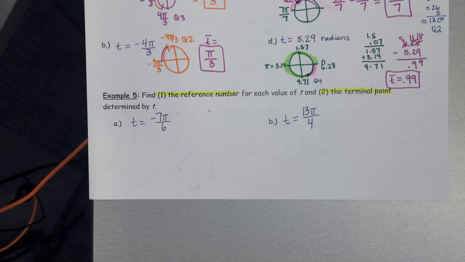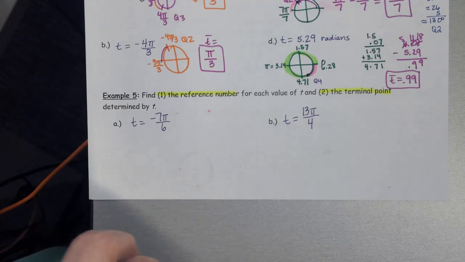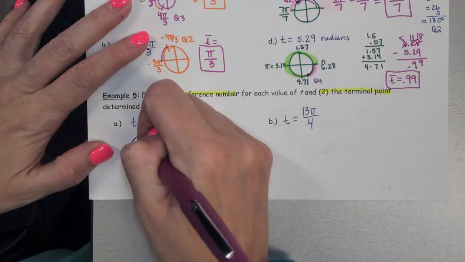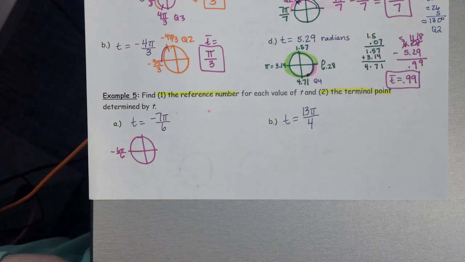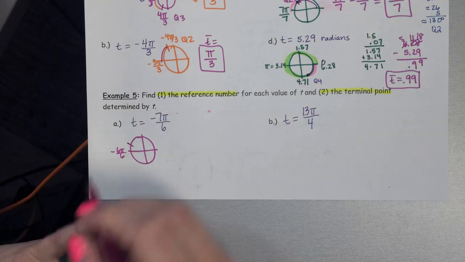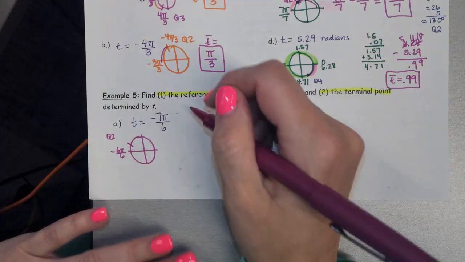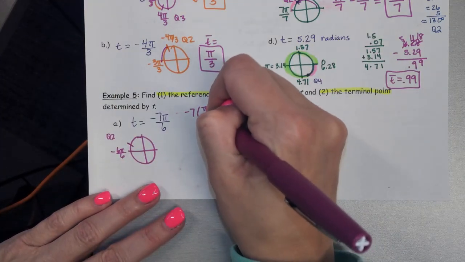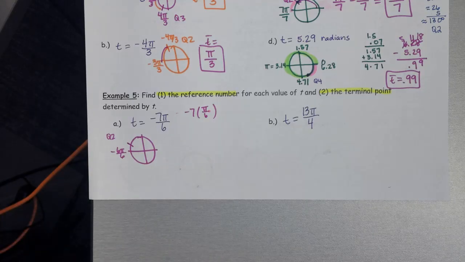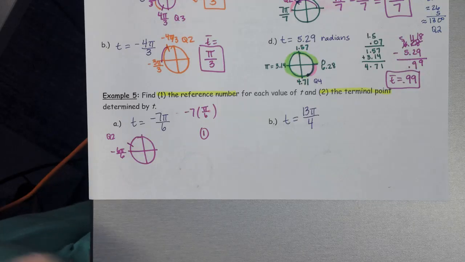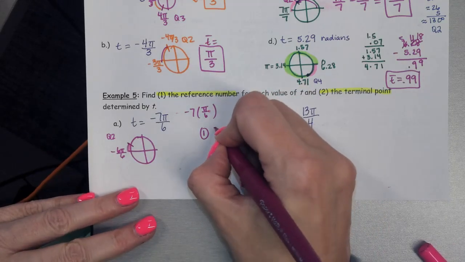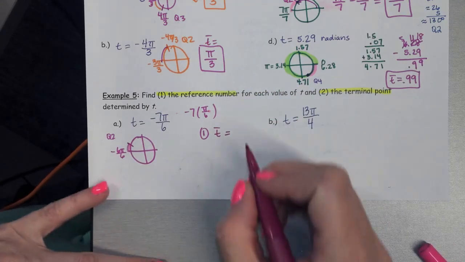Okay, so if it's negative, remember when you are deciding where this goes, you're moving clockwise. I gave you some hints earlier, right? If you know this is pi, isn't this just negative 6 pi over 6? So negative 7 pi over 6 is in quadrant 2. So when you are finding your reference number, it is the distance from here to here. That distance is what? Pi over 6.